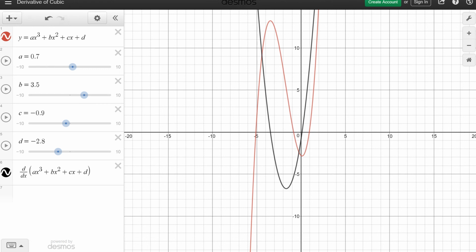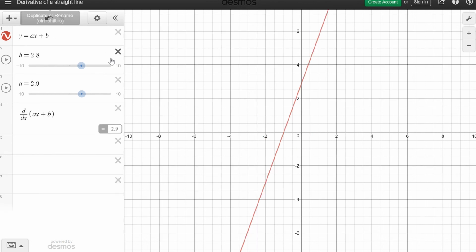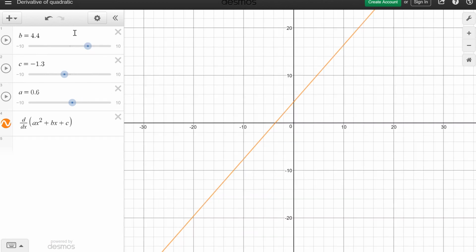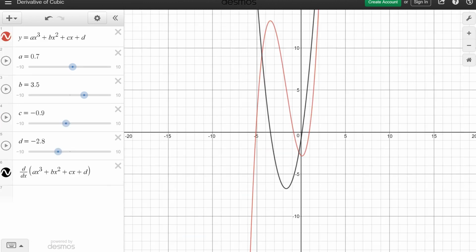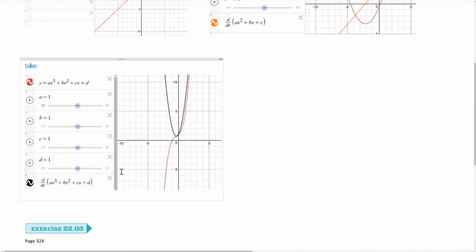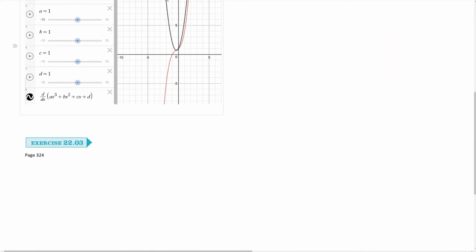So in summary, when we've got a straight line, the derivative of a straight line is simply a number. The derivative of a quadratic, and I've somehow lost my quadratic here, the derivative of a quadratic is a straight line, and the derivative of a cubic is a parabola. And that's in essence what you need to know to do this next exercise, which is 22.03. But we'll probably also talk about this in class a bit.